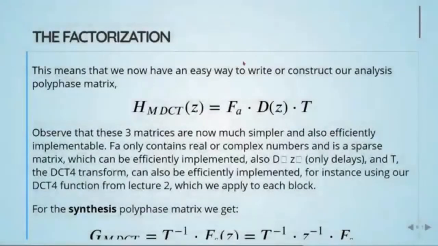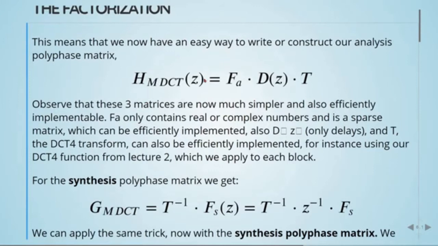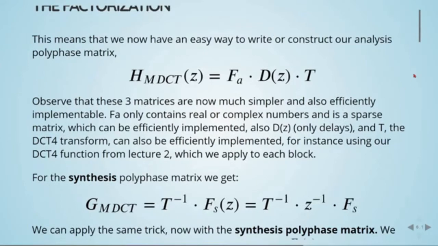We can move now to the factorization. We now have an easy way to construct our analysis polyphase matrix. We have that H MDCT of Z is equal to FA times this delay matrix times this T. And observe that these three matrices are now much simpler and also much more efficiently implementable. FA only contains real or complex numbers, and it's a sparse matrix which can be efficiently implemented. Also, D of Z has only the delays, and T, the DCT4 transform, can also be efficiently implemented, for instance, using our DCT4 function from lecture 2, which we apply to each block.